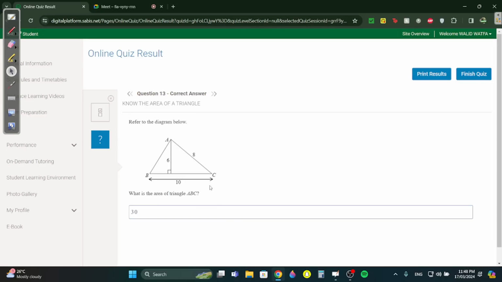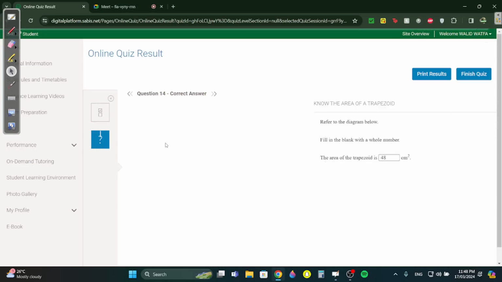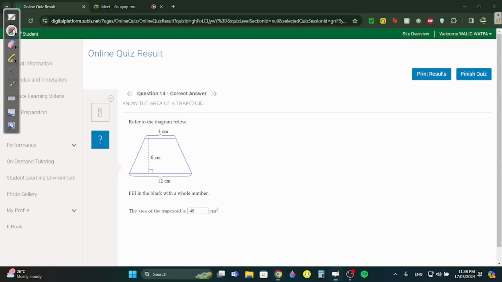Question 13. What's the area of triangle ABC? Again, very simple. You just use the basic formula of the triangle. The area of a triangle is BH over 2. So 10 times 6 over 2, which is 30. Question 14. Area of the trapezoid. Again, these are the basic applications of area. Base 1 plus base 2 over 2 times the height 6. So 12 plus 4 over 2 times 6, 16 over 2 times 6, so 8 times 6, 48.